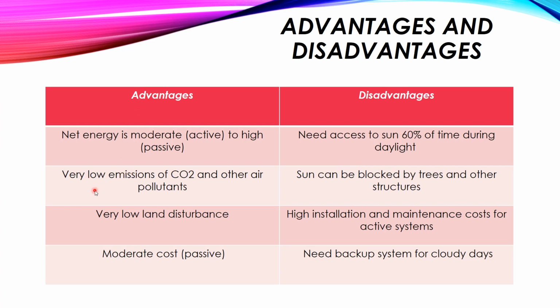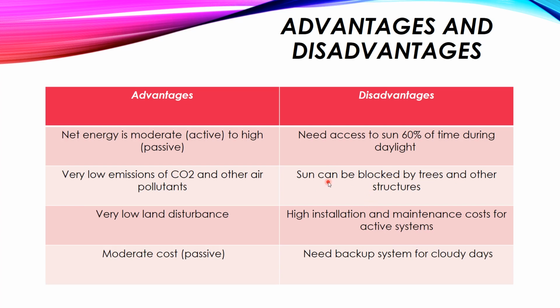Here the advantage is that we have very low emissions of CO2 and other air pollutants. Now, why do we have low emissions? Because we don't have any type of fuel used, except in the case of the passive, where we use some amount of natural gas or propane in order to increase the temperature of the water itself. The disadvantage also is that the sun can be blocked by trees and other structures.